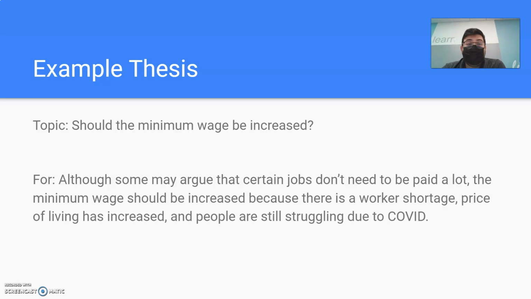The minimum wage should be increased because there is a worker shortage, price of living has increased, and people are still struggling due to COVID. Those are 3 reasons. The subject and opinion, subject minimum wage, opinion should be increased, and counter argument, some may argue that certain jobs don't need to be paid a lot. There's a strong thesis statement that you can make an essay out of.